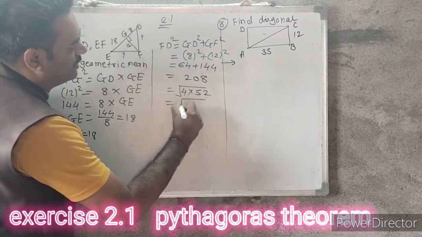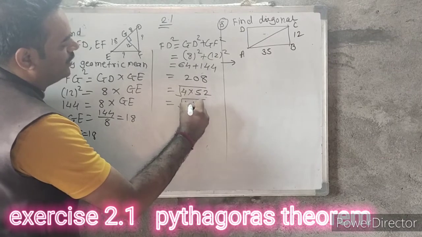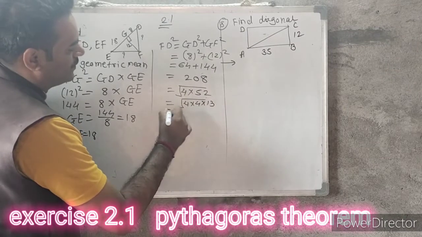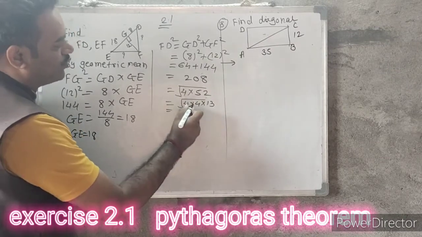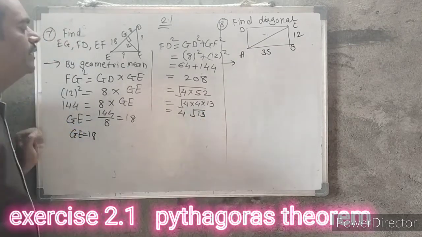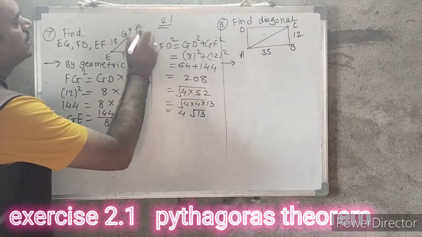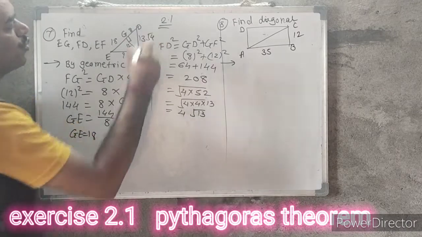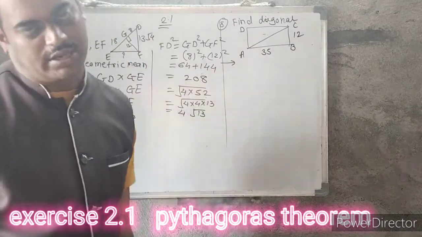Then again, factorize that 4 into 13. 13 4s are 52. So for that, 2 4 take 1 and here 13. So what is the answer? 13 root 4. So you got this one, 13 root 4. What I did? I just used the Pythagoras theorem.